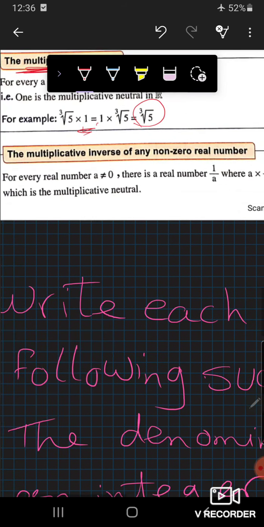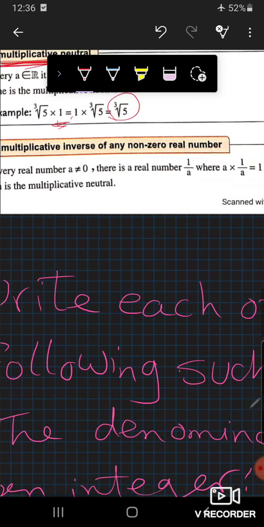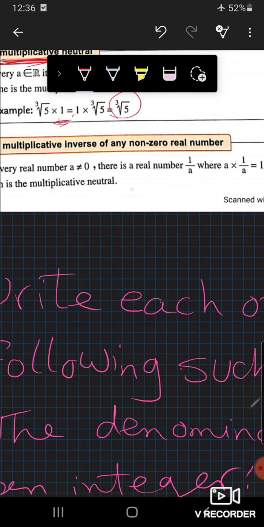Now let's take the inverse. What about the inverse of this one? Let's see. Here you have a number whose root is square root 3. What is the inverse of this one? Exactly, it will be 1 over square root 3. But stop. Can I put square root 3 in the denominator? No. So what shall I do?